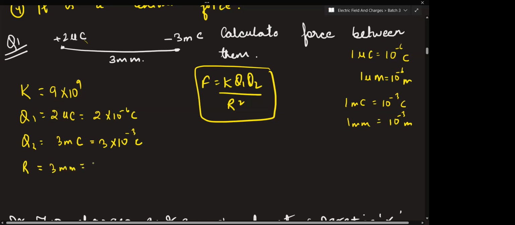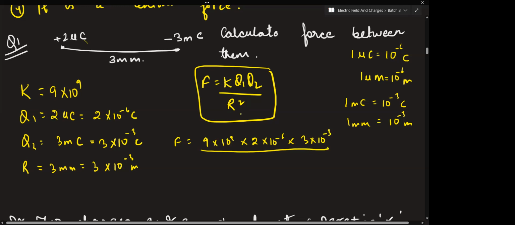3 into 10 raised to -3. Correct. 3 into 10 raised to power minus 3 meters. Now just put it in the formula. K is 9 into 10 to the power 9. Q1 is 2 into 10 to the power minus 6. Q2 is 3 into 10 to the power minus 3. This whole term is divided by R square.